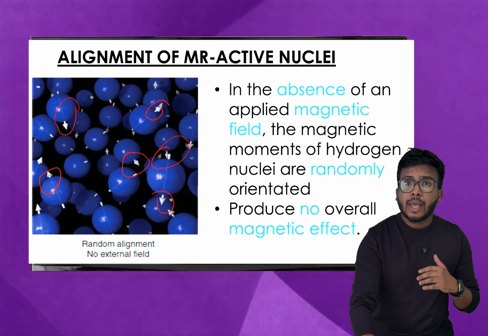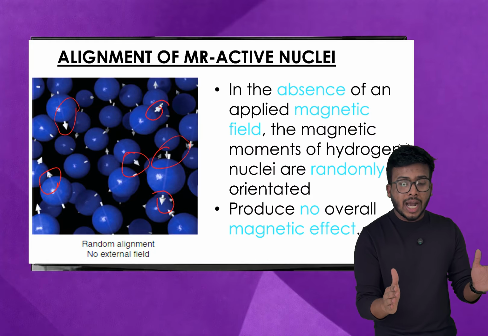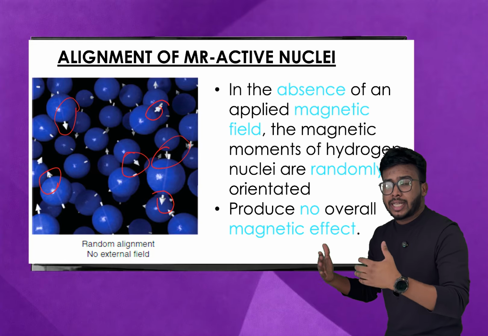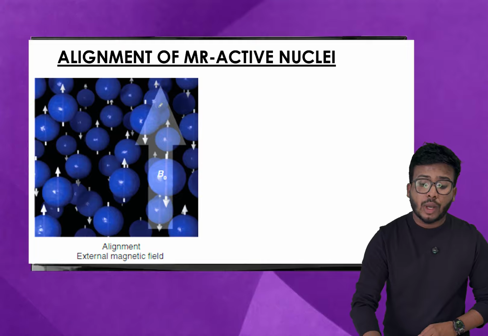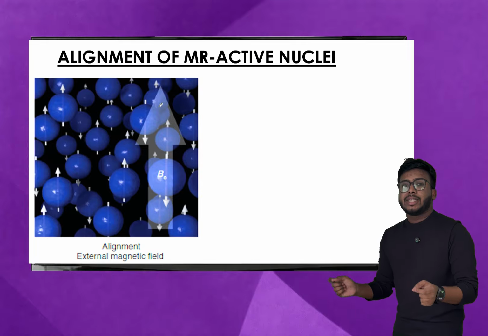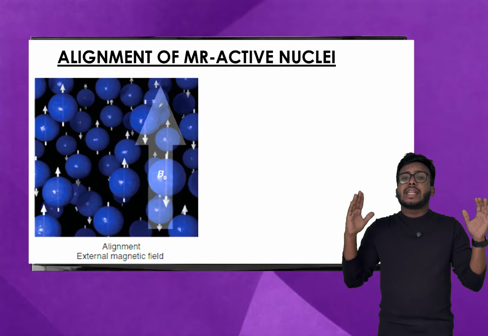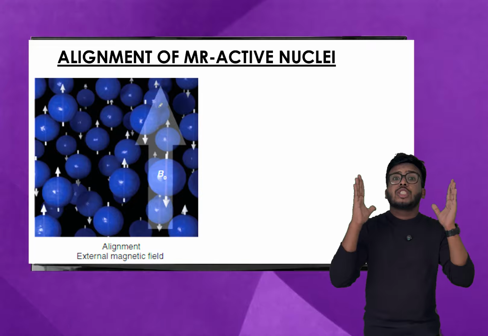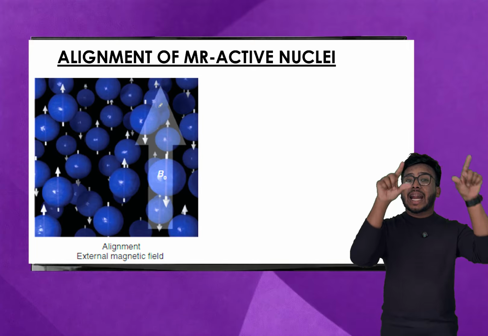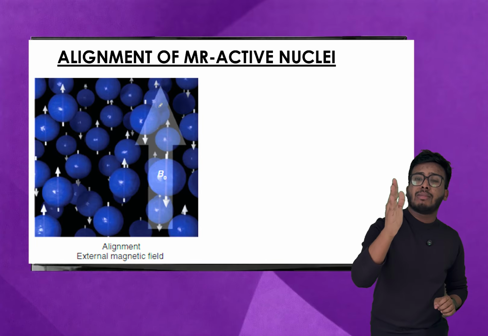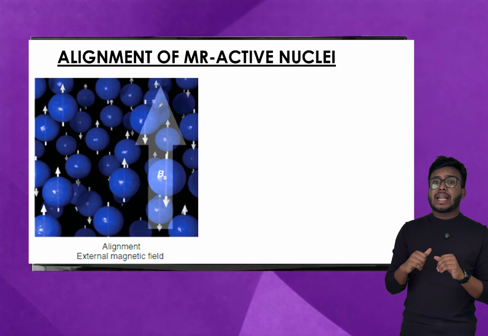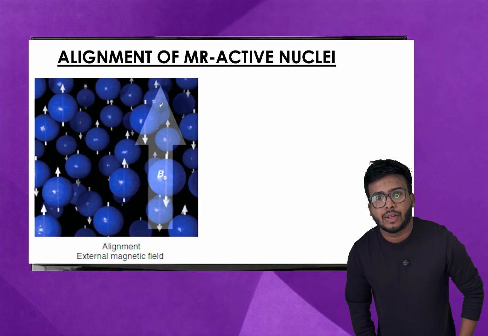Now, if we keep this human body, the protons, under the influence of an external magnetic field, meaning we are keeping the patient inside the MRI room under the influence of an external magnetic field, then the protons will orient according to the strength of the magnetic field. Most of the protons will align parallel, spin up direction, to the external magnetic field. A few protons will align anti-parallel, spin down, to the external magnetic field.